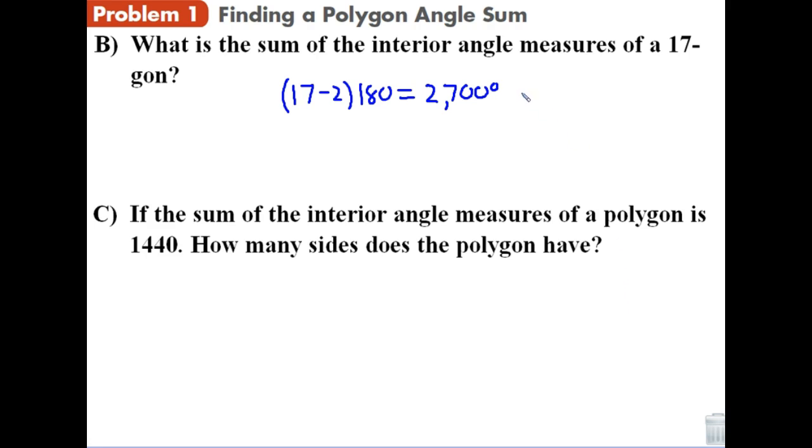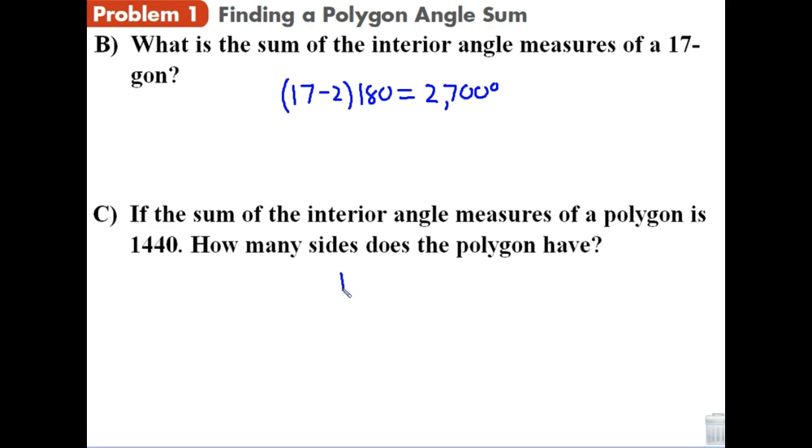All right, so we have our work and answer for B. Like I said, take a look at C. Here we're working backwards. It says if the sum of the interior angle measures of a polygon is 1,440, how many sides does the polygon have? So here we're giving you the angle measure. We want to use that information to work backwards and figure out the sides.